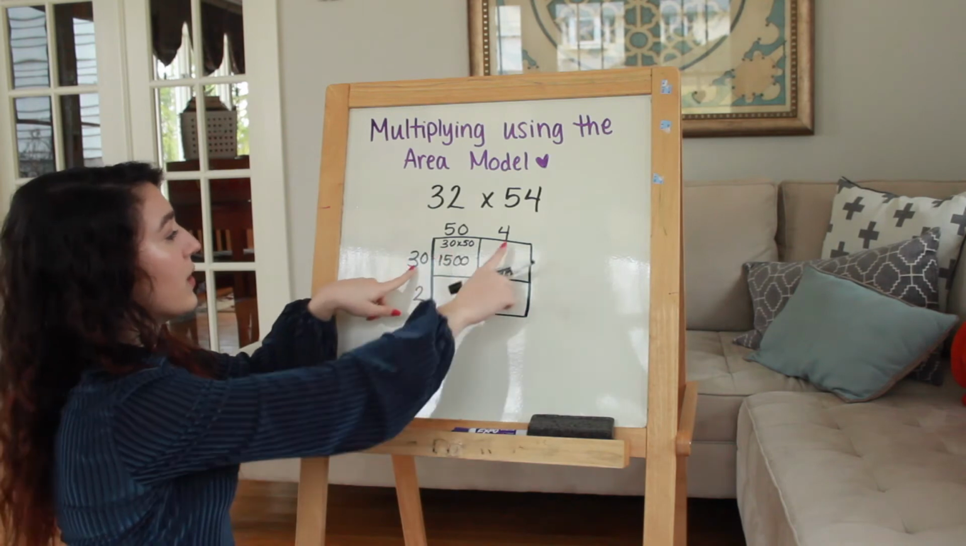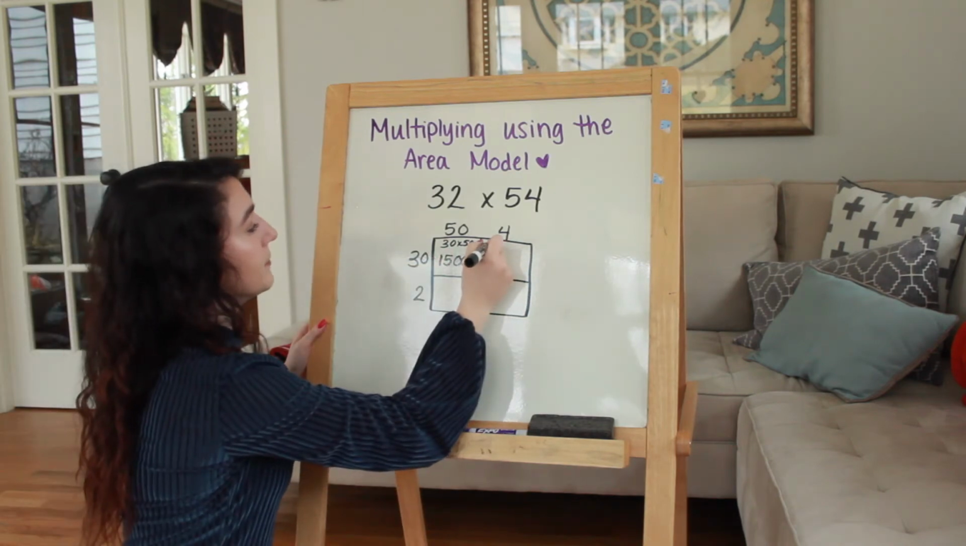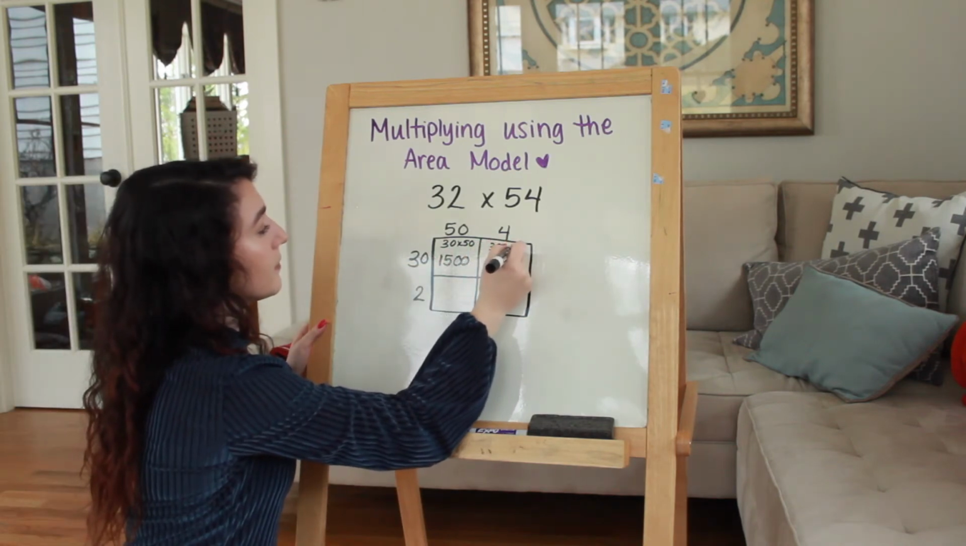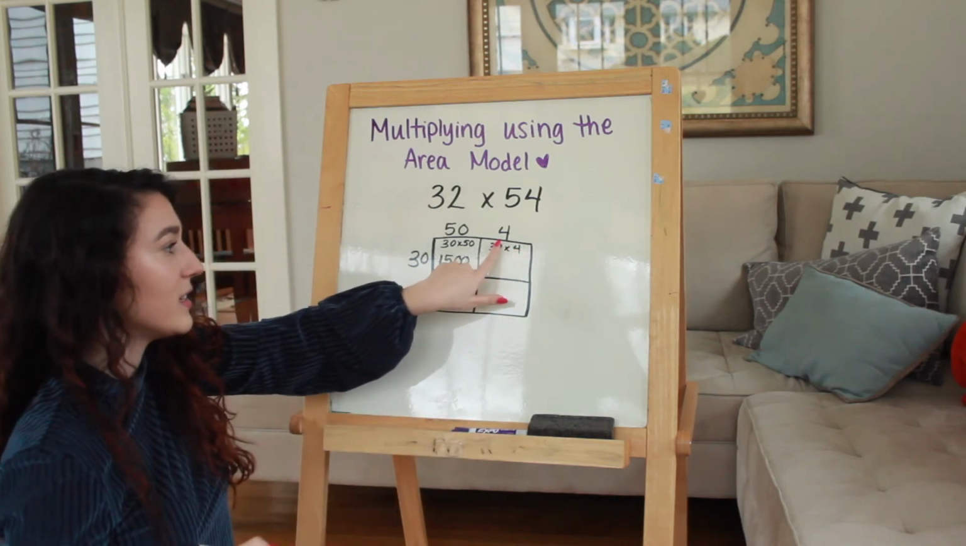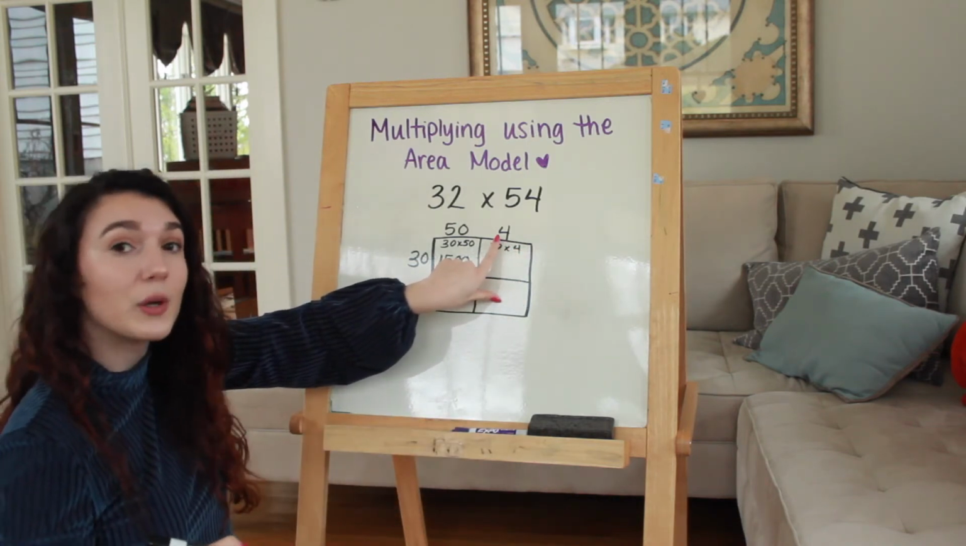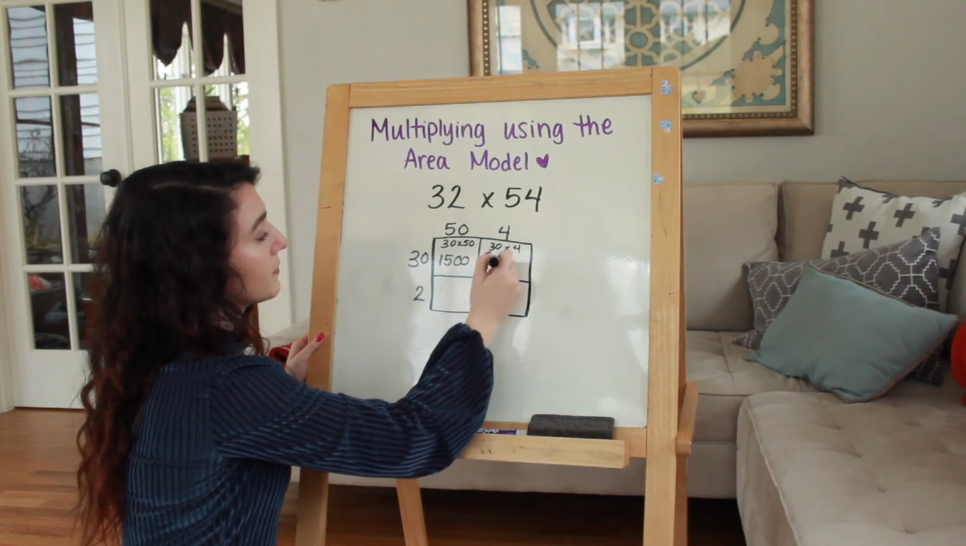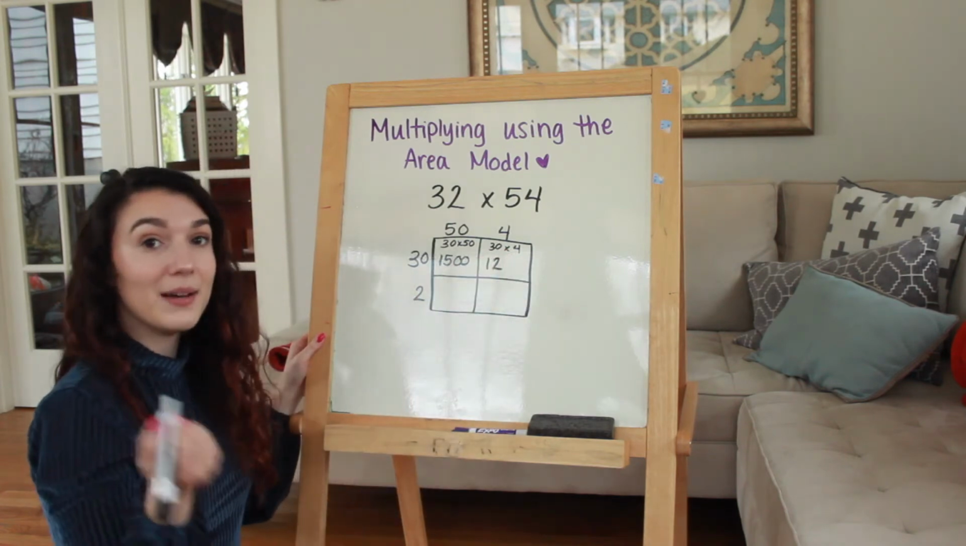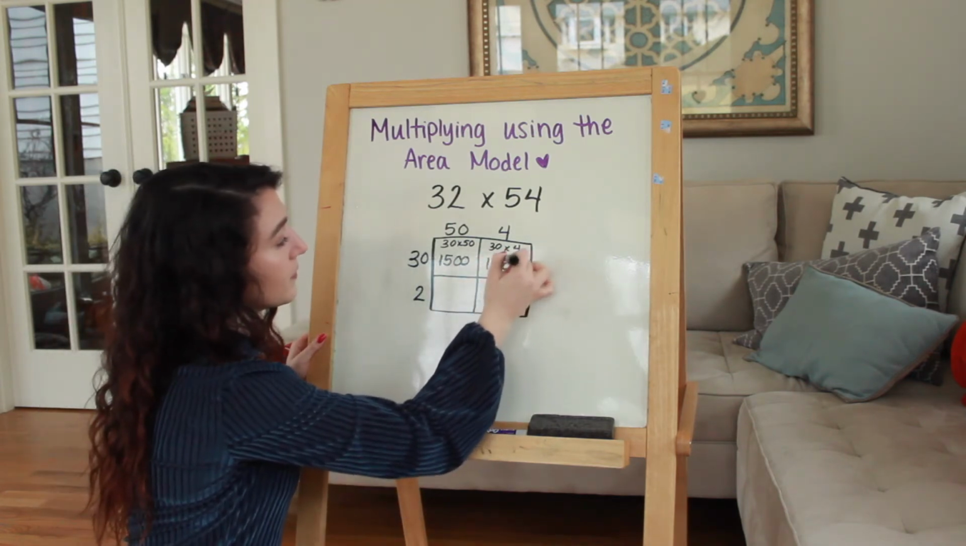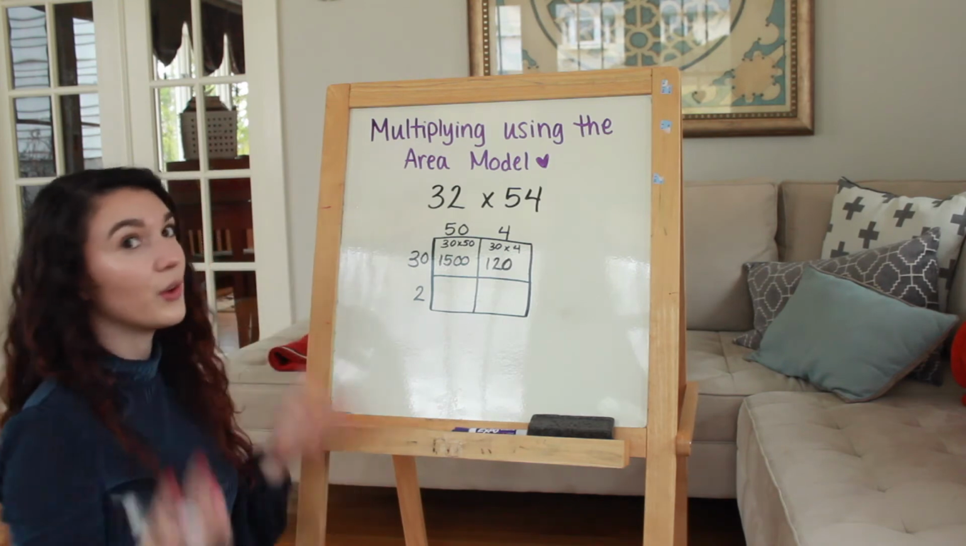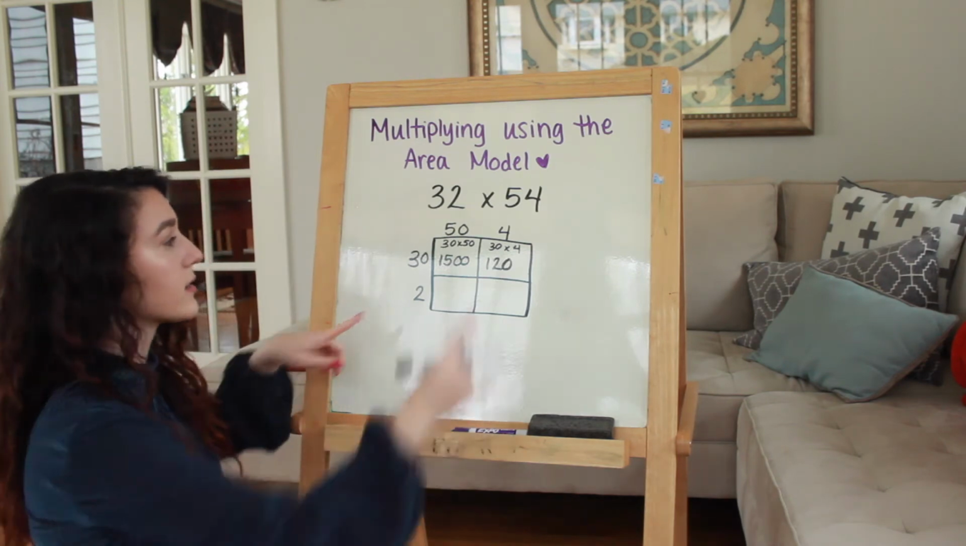Now I'm going to do 30 times 4. Going to cover up that 0. I know that 3 times 4 is 12. And now I'm going to add my 0 back. 120. Okay, now here are the extra boxes.